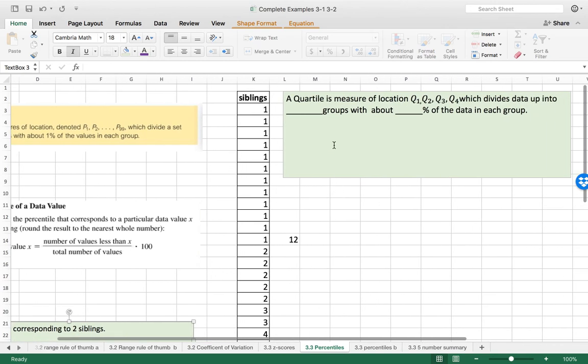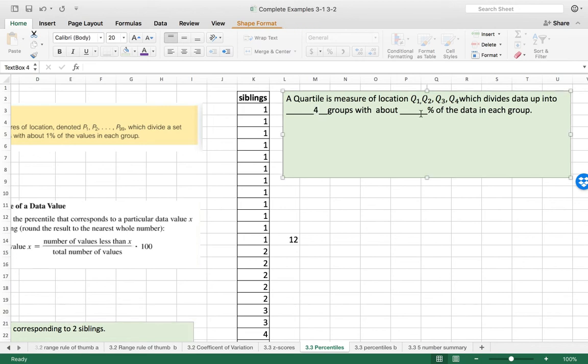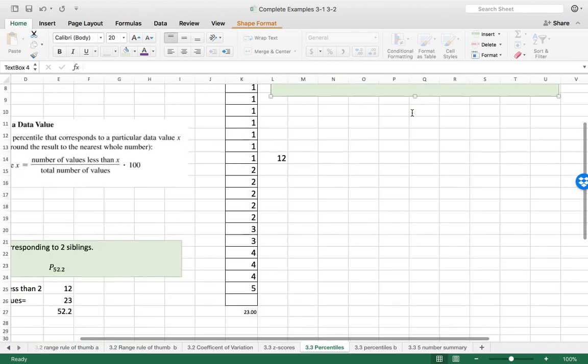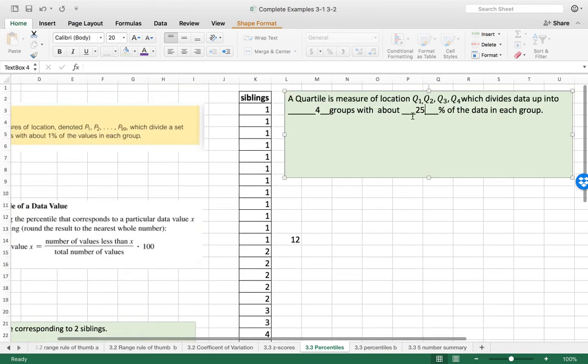Okay. A percentile divides the data into 100 parts of 1% each. A quartile divides the data into 4 groups of about, you got it, 25% in each group. And so we could say that P25 is the same as Q1, P50 is the same as Q2, which is also the median, and P75 is Q3.